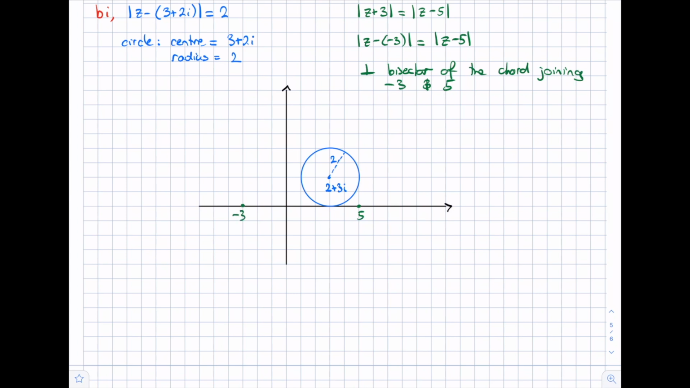And the perpendicular bisector, well, bisect means it needs to cut this chord in half. So the chord we're talking about is this one here. It needs to cut it in half, so that's actually going to go down the middle like this. So this is going to be our perpendicular bisector. It goes on forever, and this is at the point 1. Okay, so we've sketched our two relations, and this is our final answer.